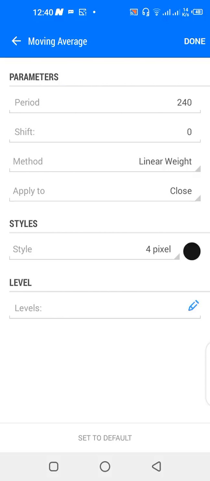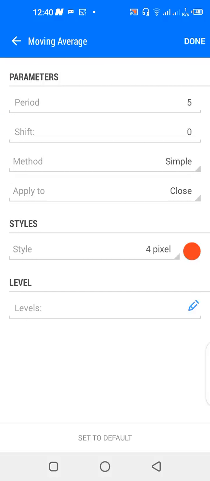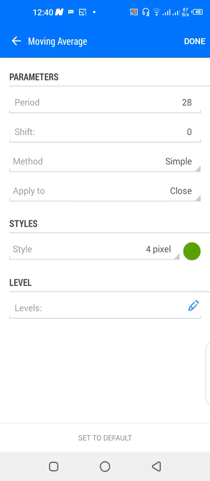Now, the first one is 240. The second one is 5 period, which is the red colored moving average. 5 period, shift is 0. Method is simple, apply to close, color is red. And the third one is 28 period, shift is 0. Method is simple, apply to close, color is green.